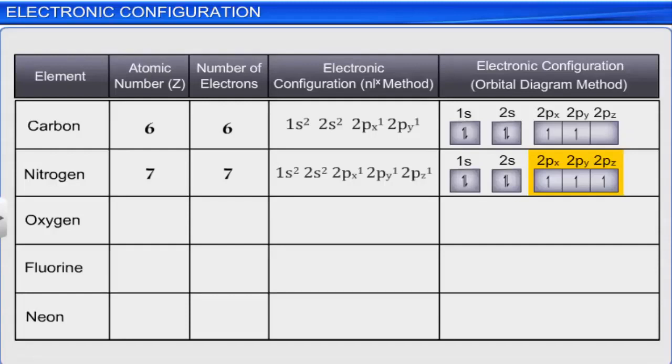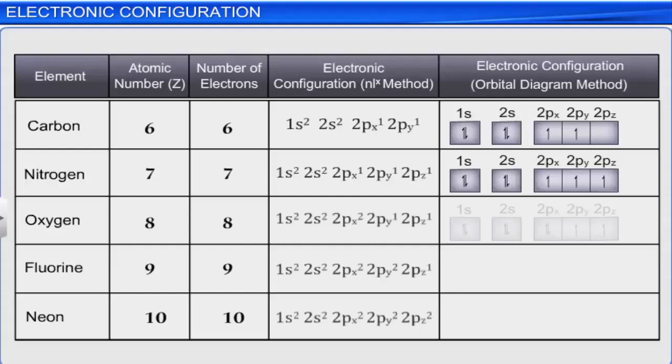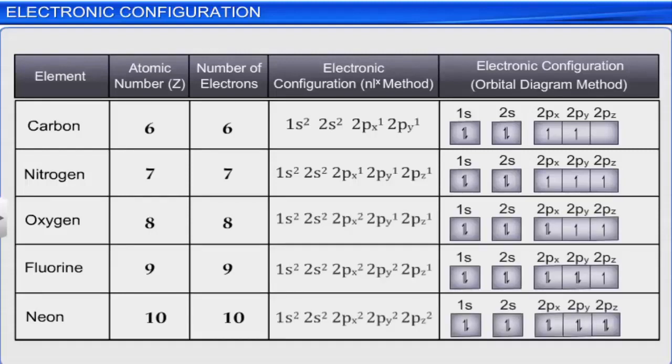Oxygen has 8 electrons, fluorine has 9, and neon has 10 electrons. In each of these elements, after filling the first 4 electrons in 1s and 2s orbitals, the remaining electrons enter into the next higher orbital, 2p, according to the Aufbau principle.